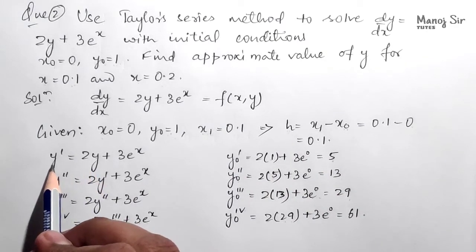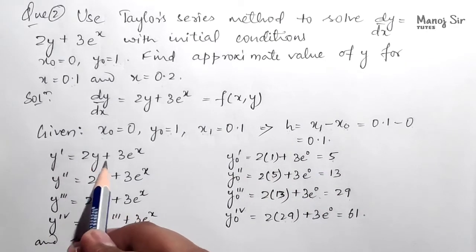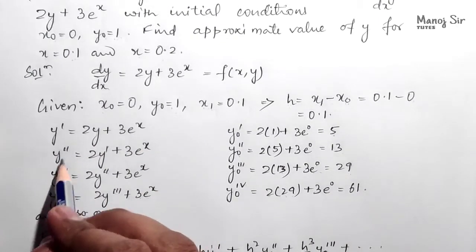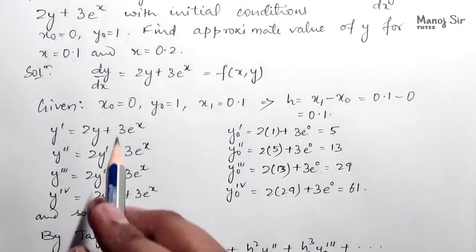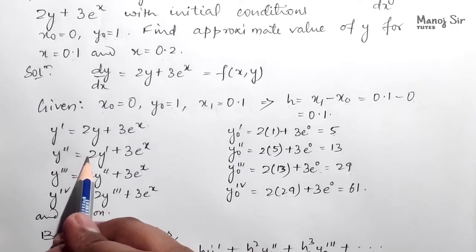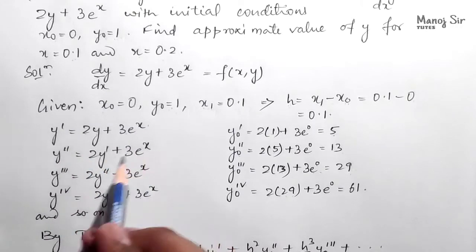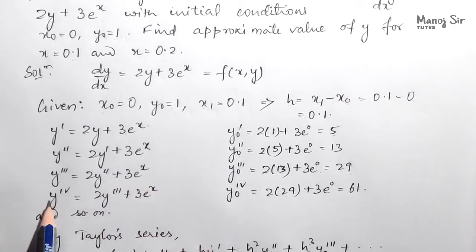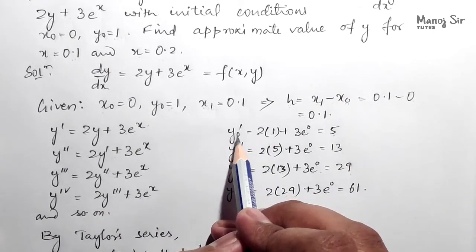Now this is given: y' = 2y + 3e^x. With successive differentiation, we will have y'', y''', y''''. y' is 2y + 3e^x, y'' is 2y' + 3e^x, y''' is 2y'' + 3e^x, and y'''' equals 2y''' + 3e^x, and so on.